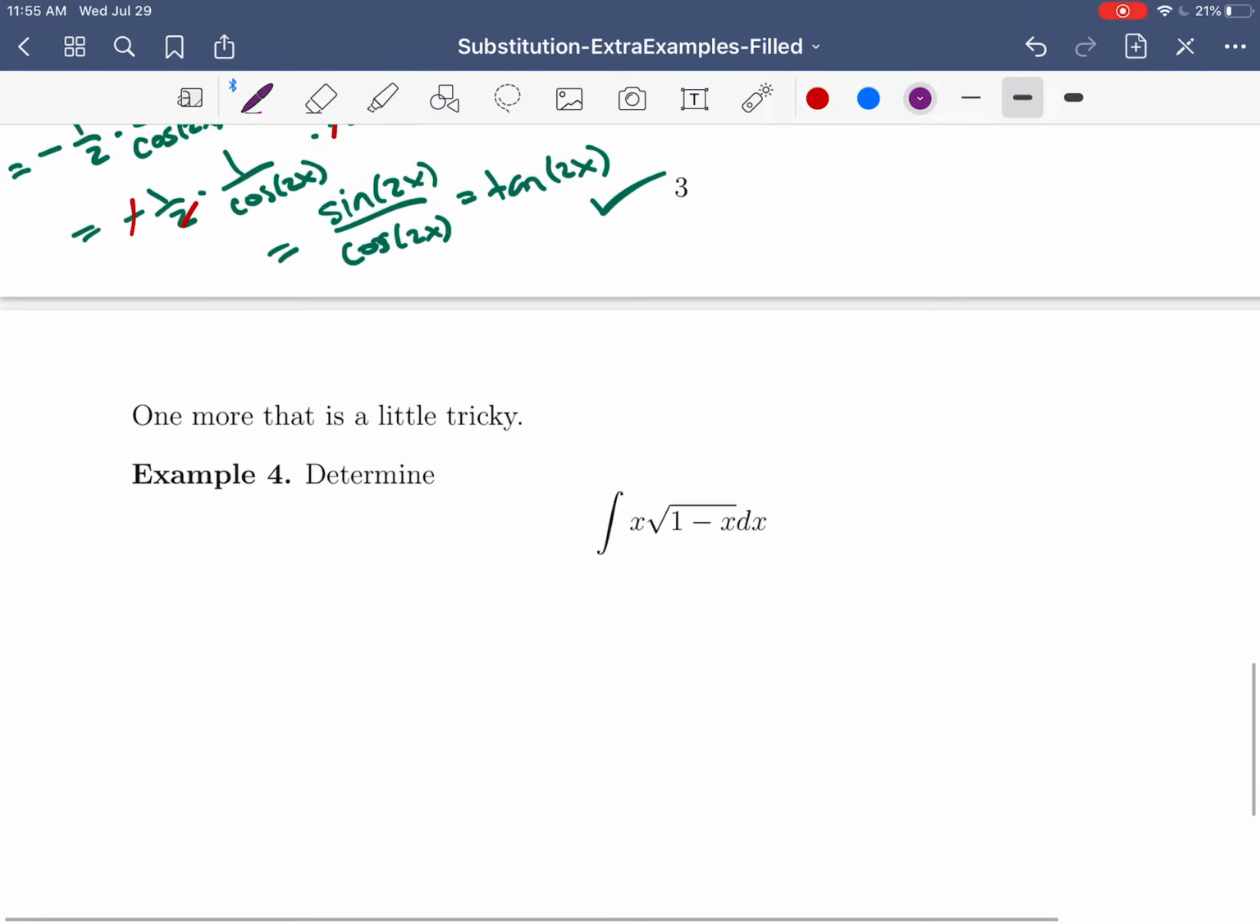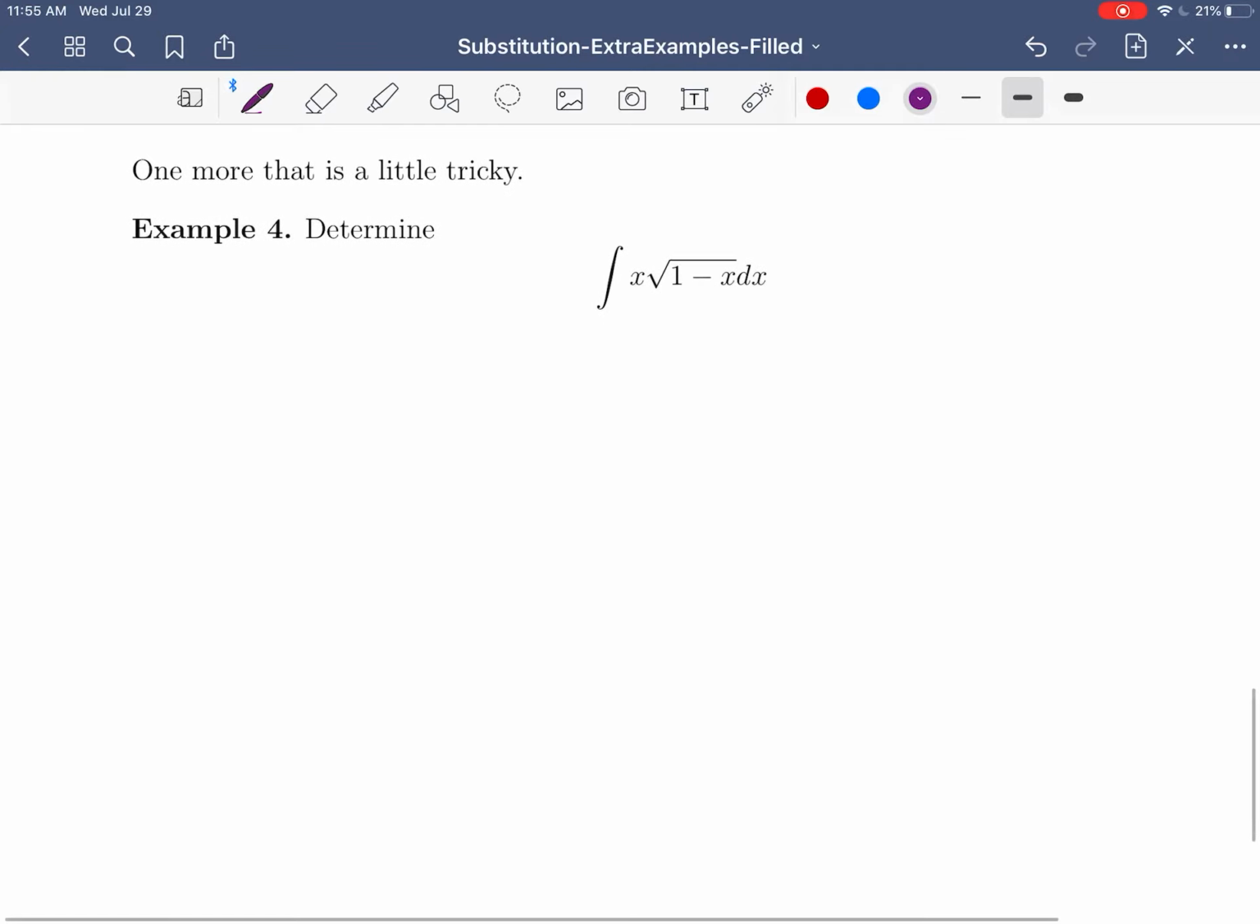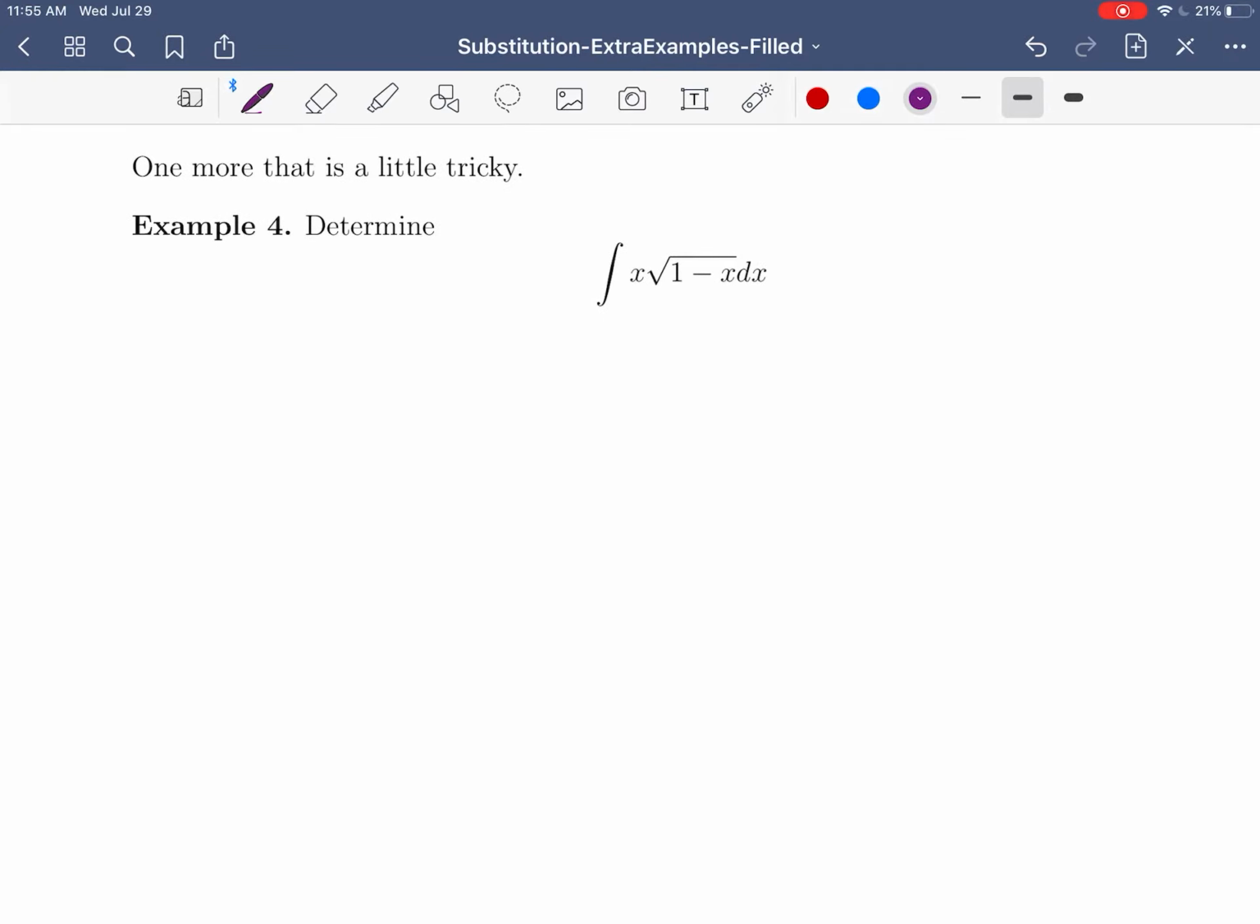Okay, one more. This one's a little bit trickier, but it looks similar to one we've done already. So the substitution isn't the tricky part. Okay, so you probably think that we should let u be 1 minus x, the thing inside the square root. So that means that du is equal to negative 1 times dx, so the derivative of the thing above, times dx.